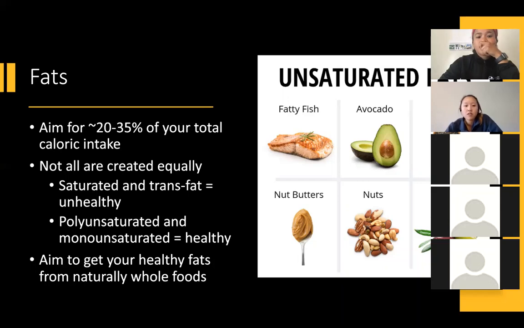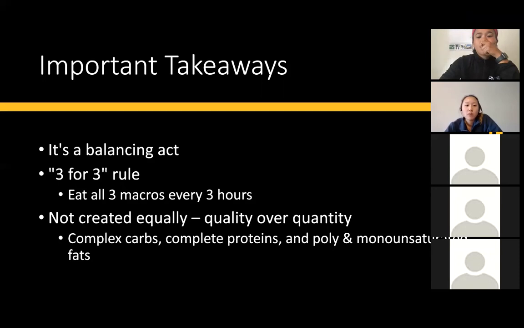And then the final slide, which are important takeaways. All three macronutrients are necessary to support that healthy and active lifestyle. So it's a balancing act. If you eliminate one of those macros from your body, you'll turn into an adaptive state, which can impact your body long term. So a good rule to follow is the 3 for 3 rule, which is to eat all 3 macros every 3 hours.